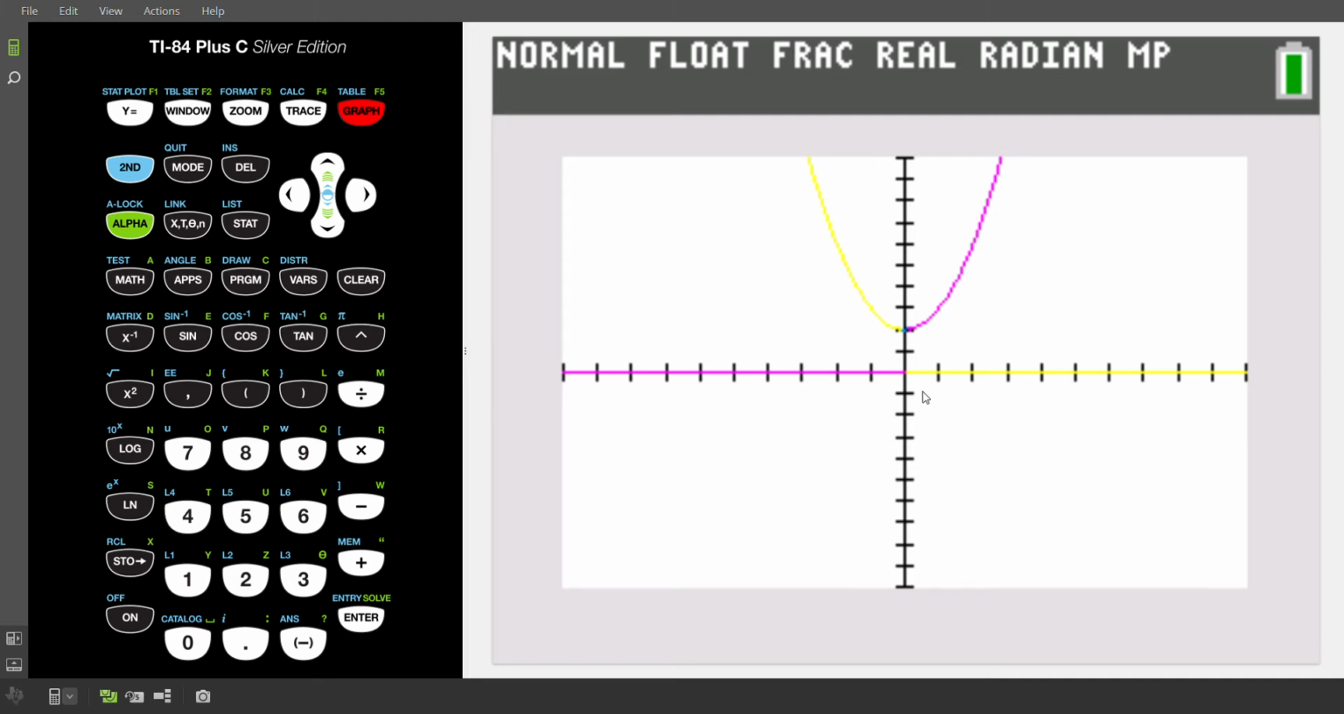Now if you'll notice, there's still one little blue dot right here at the vertex of this parabola, and that's right at x equals 0. The function is neither increasing or decreasing right at x equals 0. So that's kind of a neutral place where we're neither decreasing or increasing at x equals 0.